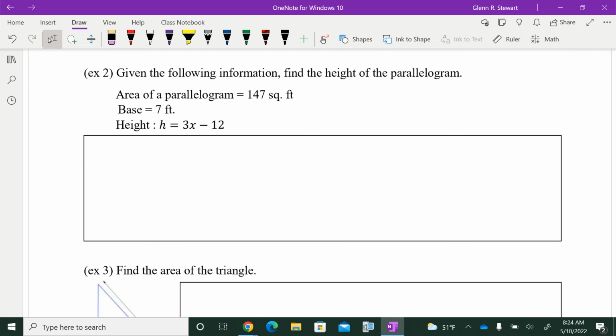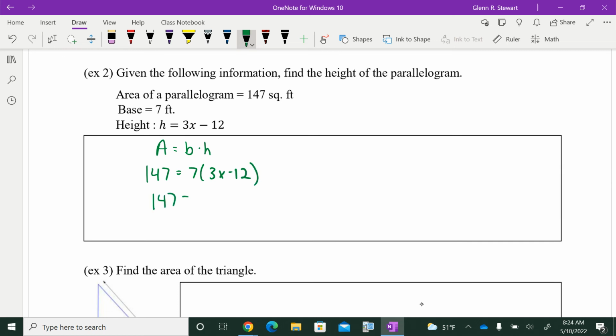Given the following information, find the height of the parallelogram. The area of the parallelogram is 147 square feet. My base is 7, and my height is 3x minus 12. Let's first look at what the formula is. A is equal to base times height. Now let's plug in what they've given us. So 147 is equal to 7 times 3x minus 12.